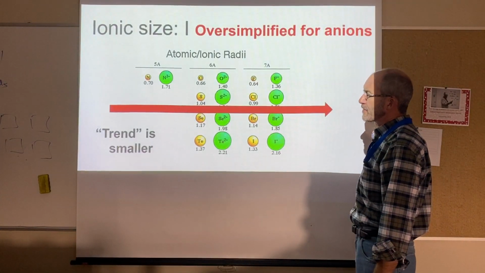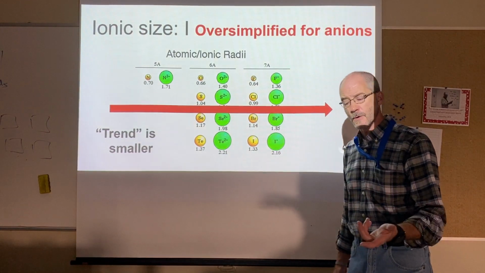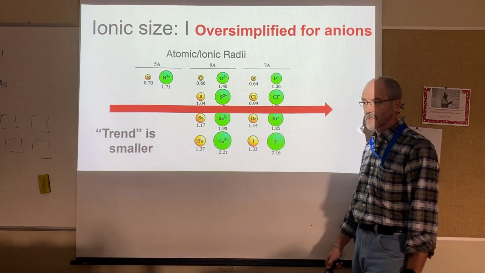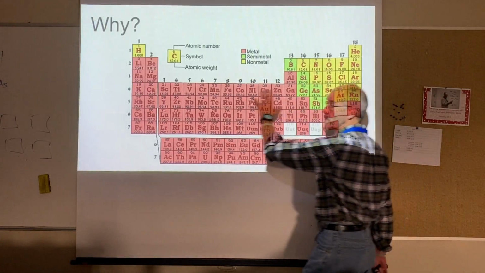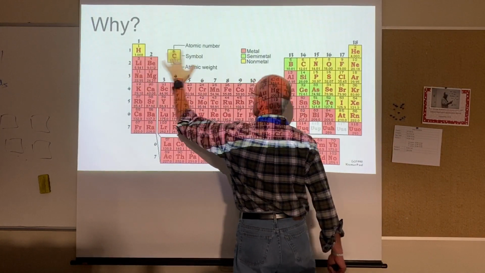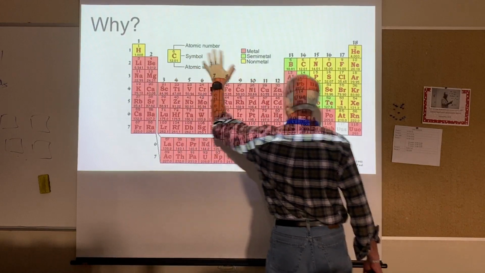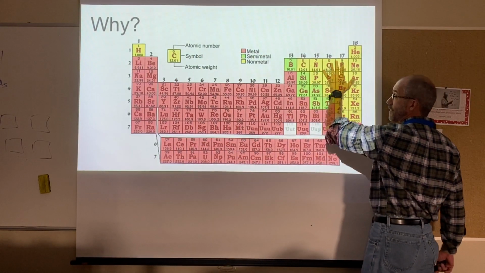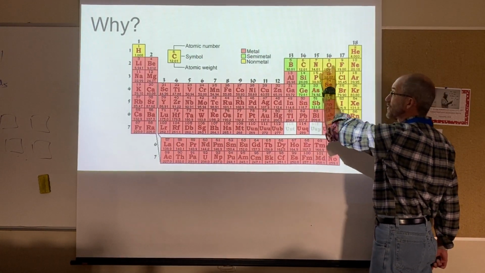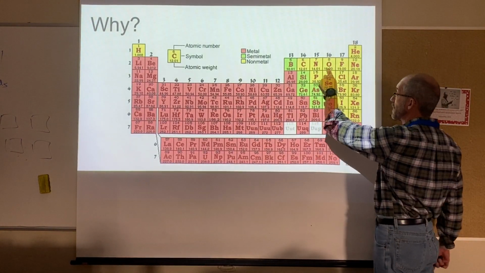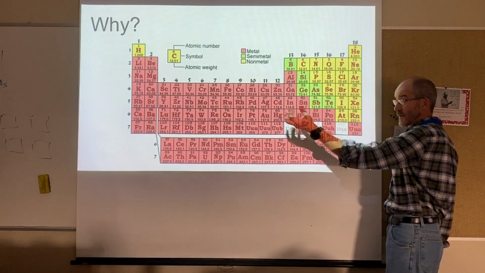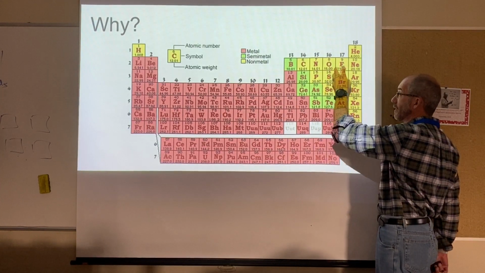All right, I think where it is a little harder for us to see this is when we get over to this side of the table. Because remember, our cations are in here, but our anions are in here. Why? Because these guys are gaining electrons, right? Well, why are they gaining them? Because they're very close to the octet. So they have a strong pull for electrons.